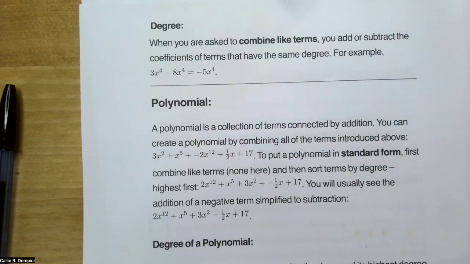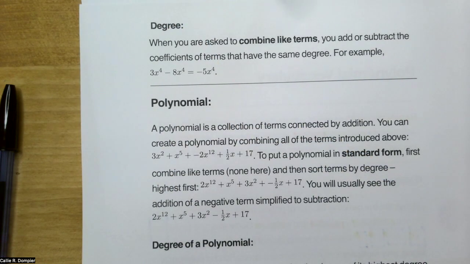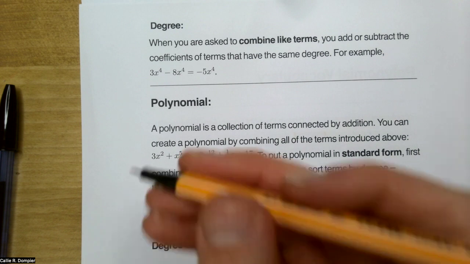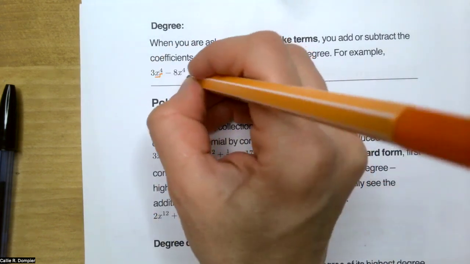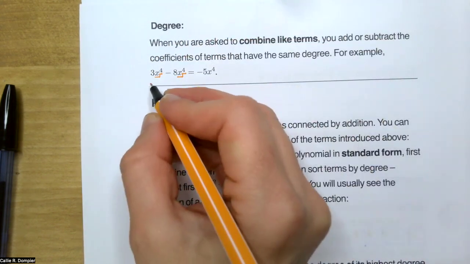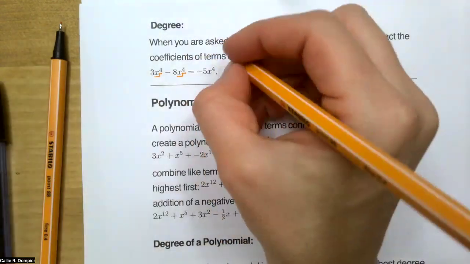All right. When you are asked to combine like terms, you add or subtract the coefficients of terms that have the same degree. For example, 3x to the fourth minus 8x to the fourth can be combined together because they have the same exponent and degree, right? We see x to the fourth and x to the fourth, so we just take 3 minus 8.